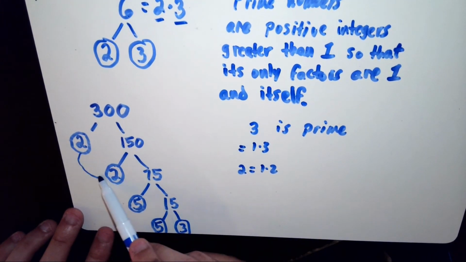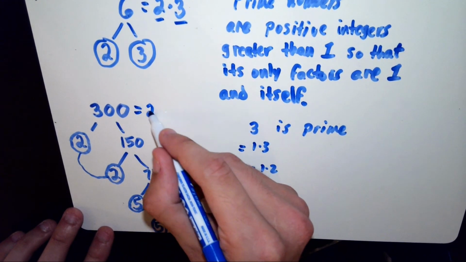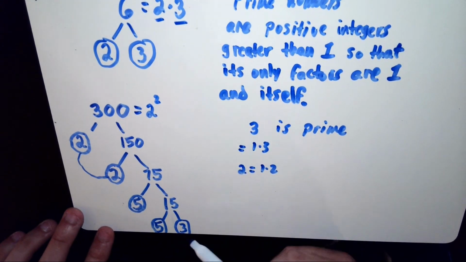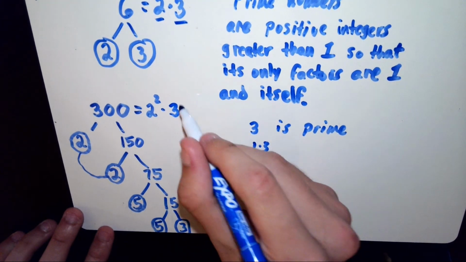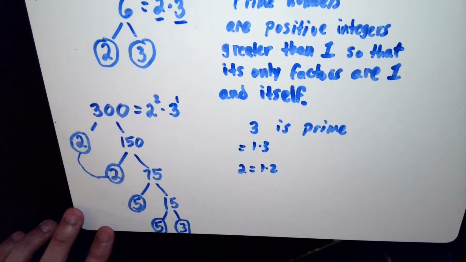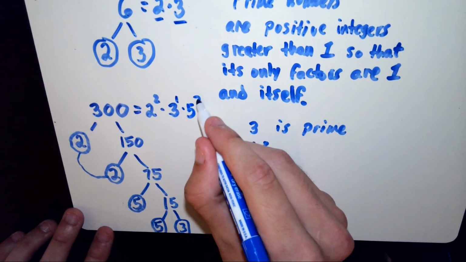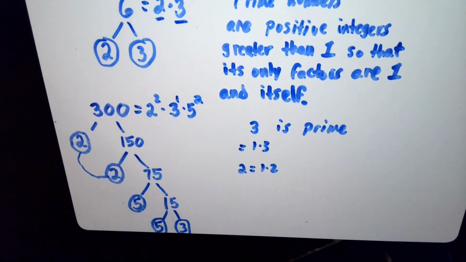So I take note of all of these. We have 2 2's, so I'm going to write 2 squared. That means 2 times 2. And then I've got 1 3, so I could write 3 to the first if you'd like. And then I've got 2 5's. So this right here is 300's prime factorization.